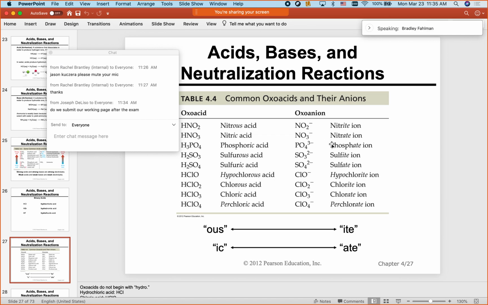And then same with phosphate. Phosphite, I guess, is not on here, but that would be PO3, 3 minus. Sulfate, sulfite. That's why it's sulfurous acid versus sulfuric. And then the prefixes get tagged along, so hypochlorite is hypochlorous. Again, that's the slide to have a look at for naming acids.